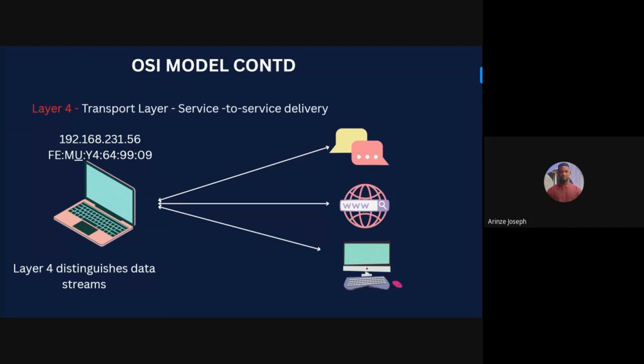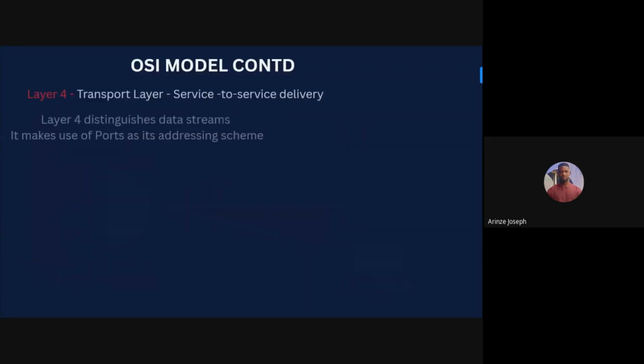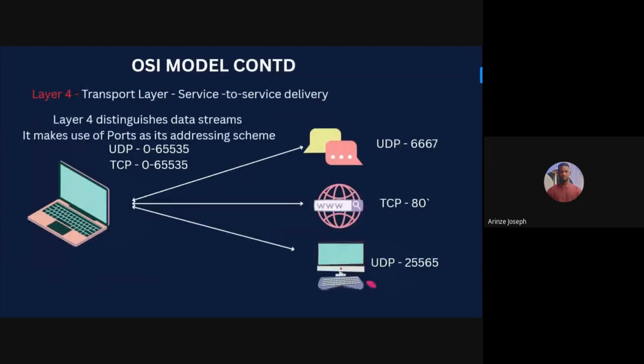ports. There are different ports that handle these things. For example, there's what we call UDP and TCP. In the transport layer, you have two main categories of ports. First, we have the UDP.